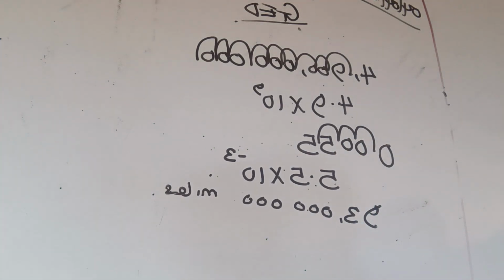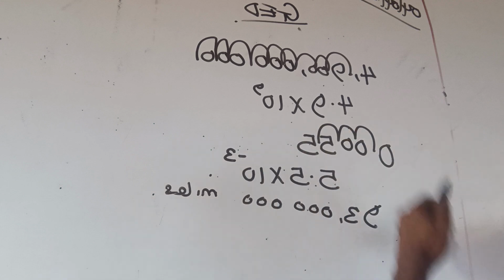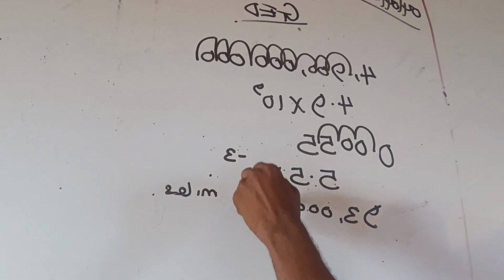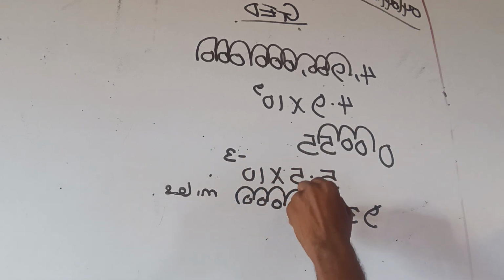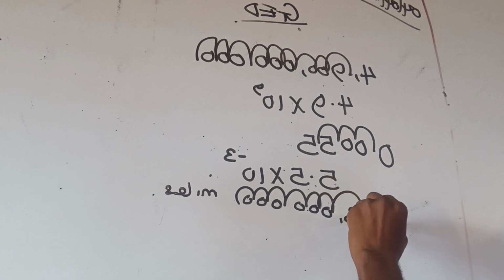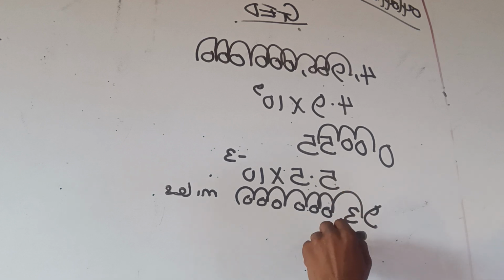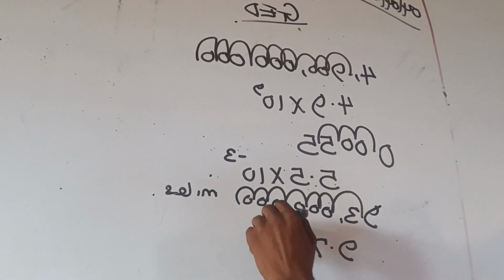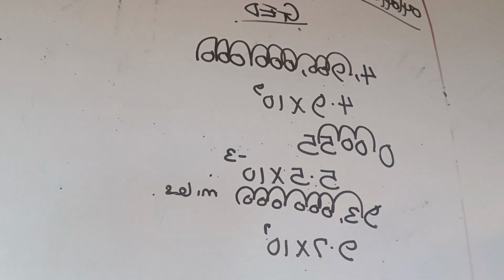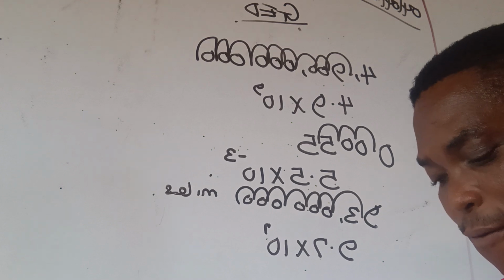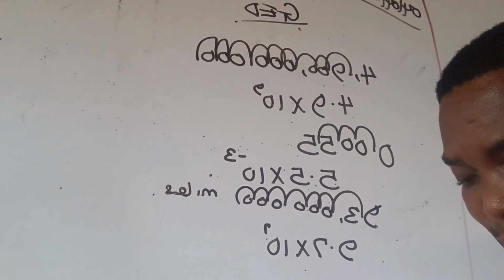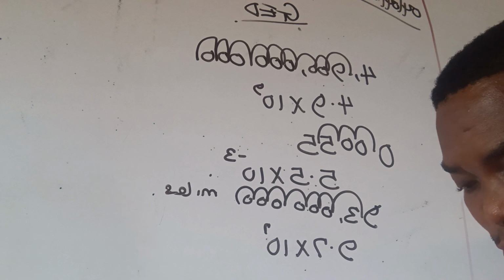So if I'm to write this in standard form, I'm moving from right to left. So look at this. 1, 2, 3, 4, 5, 6, 7. I'm going to have 9.3 times 10 raised to the power 7. So that's how I'm going to leave that in scientific notation or standard form. Is that taken? Is that taken? Good. So, do we have another one?